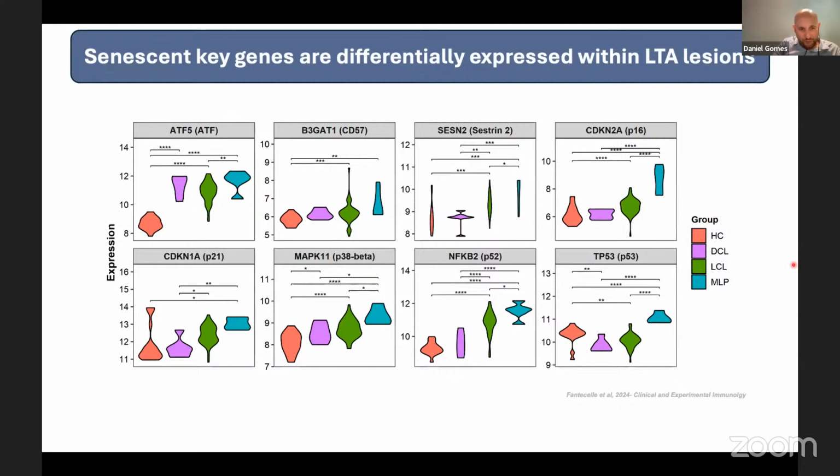But one thing that I would like to highlight is most of the senescent genes were strongly linked with the localized and the mucosal ones. But most importantly, most of the senescent genes were higher in mucosal progressors compared with the localized patients. We could see this for P52, P53, P38 as well, P16, Sestrin2, ATF. Most of the genes linked with senescence were higher in the mucosal clinical form, or progressors to the mucosal clinical form, than in other clinical forms.